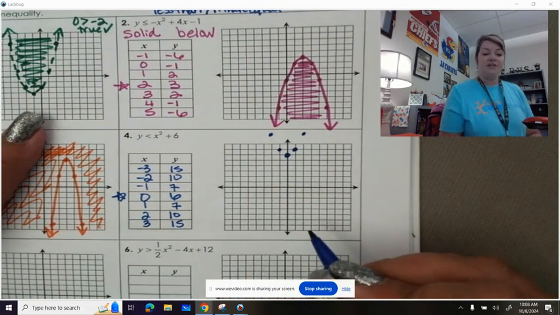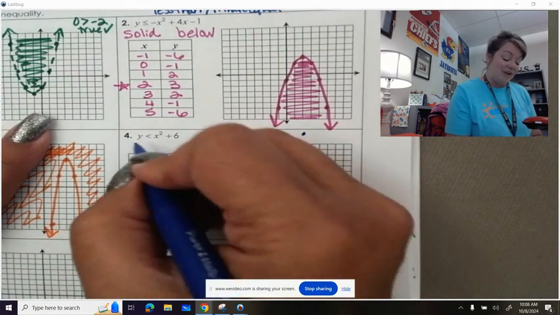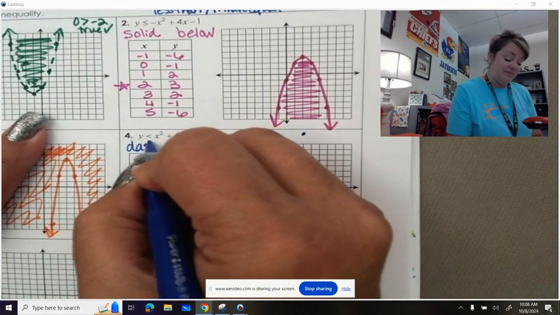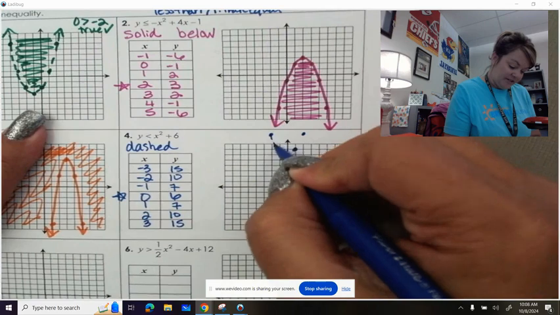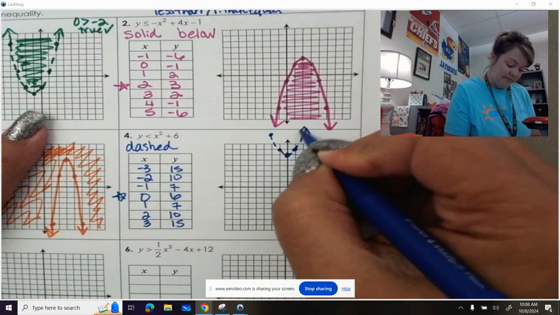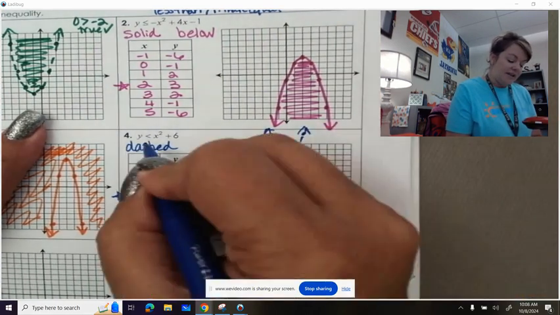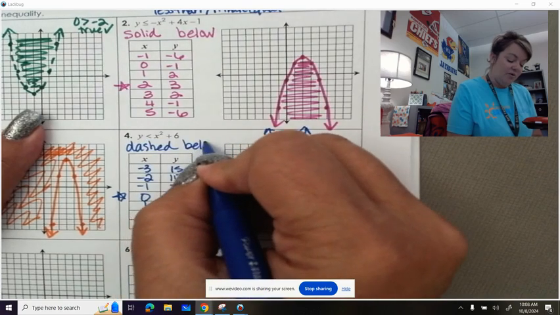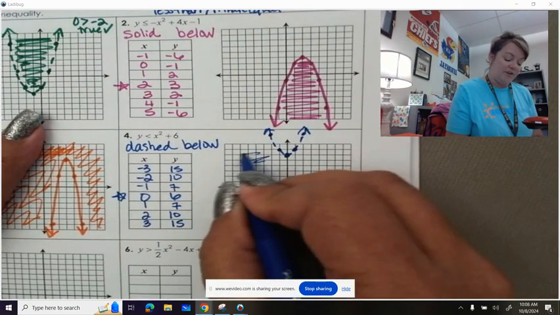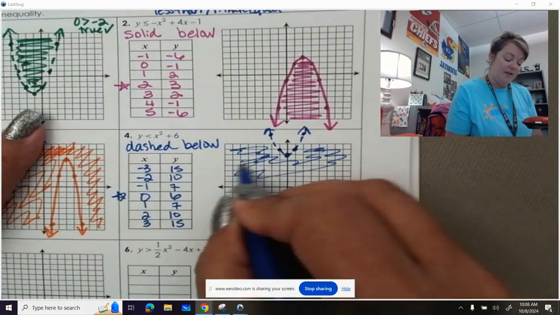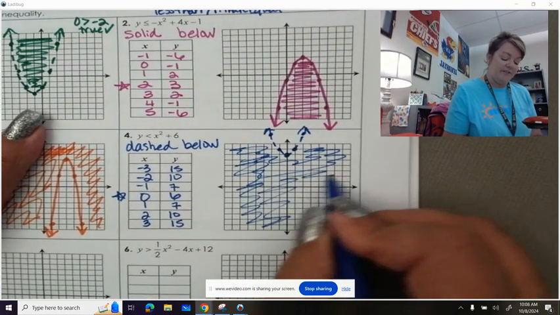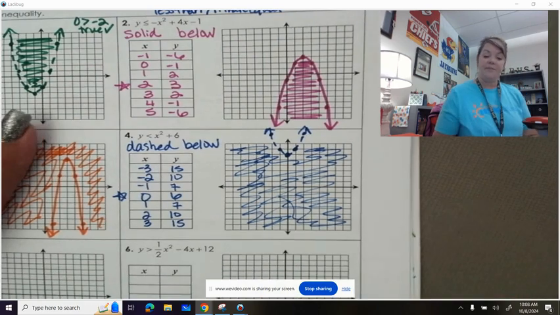So close enough. All right, this is not equal to, so it's going to be dashed. So I'm going to dash my parabola when I draw it. And it's a less than, so I shade below. So here's my vertex. Below my vertex is outside this parabola. So all this other stuff is my solution region.